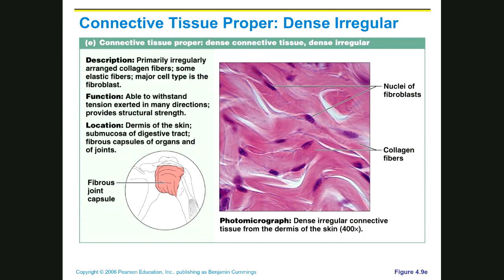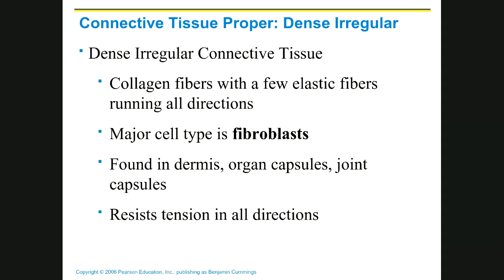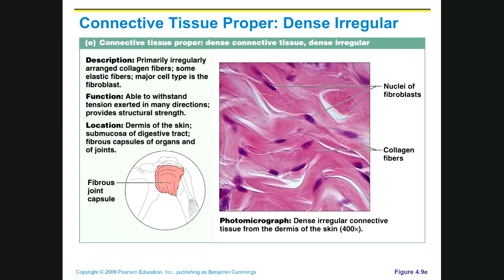So we don't find it in ligaments and tendons. Where you find this tissue is in the skin around your body. So you find it in the dermis, the skin. You find it wrapped around your organs, so in organ capsules. You find it wrapped around your joints, so joint capsules. And that's what this is here. This is a joint capsule.